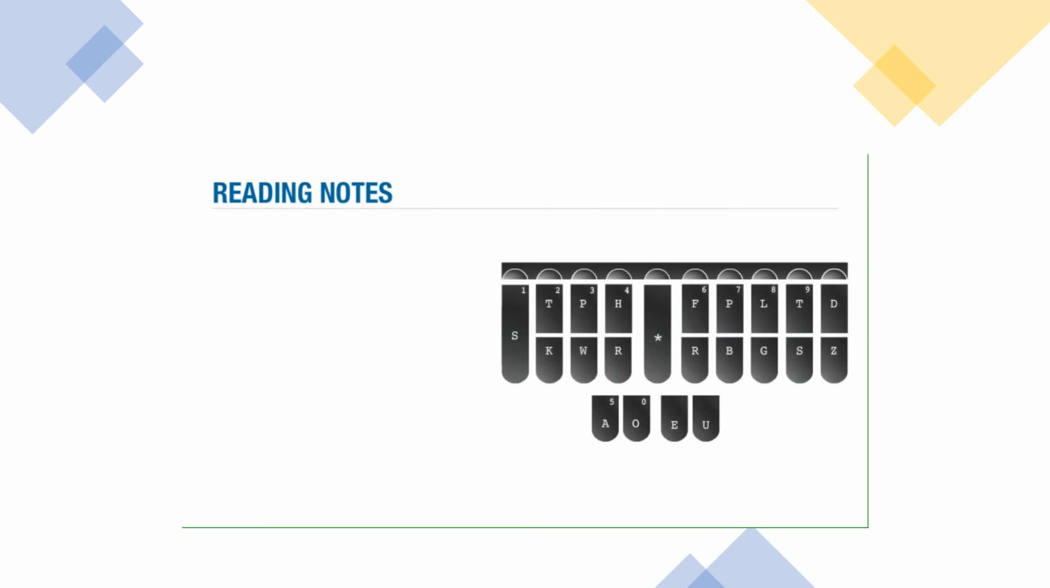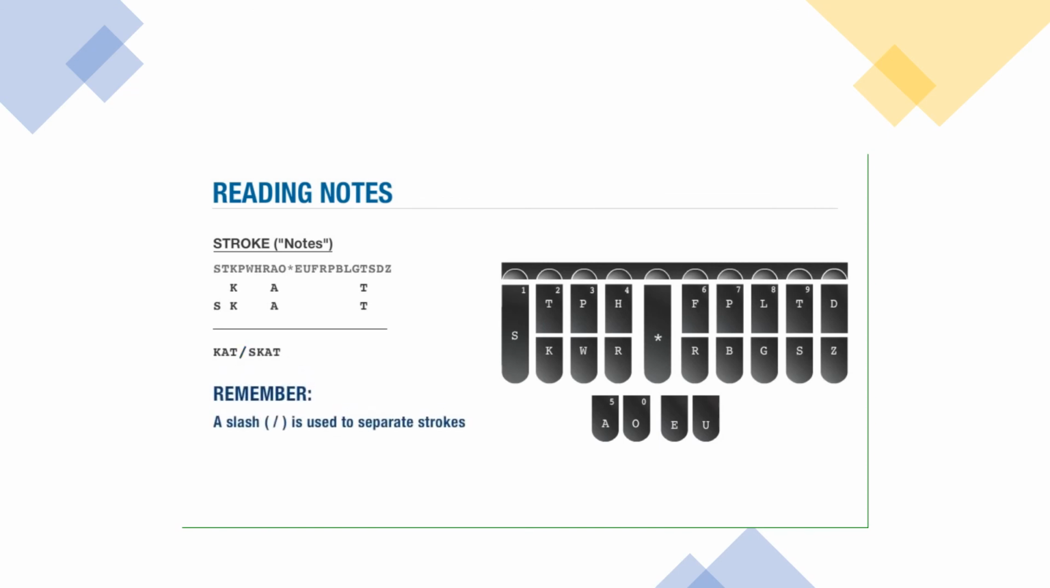As mentioned earlier, steno notes may appear in two ways: spaced like this, as they appear on some CAT systems, or run together like this, as they appear on others. Remember that a slash is used to separate strokes. It is important that you learn to read the notes easily in both formats.